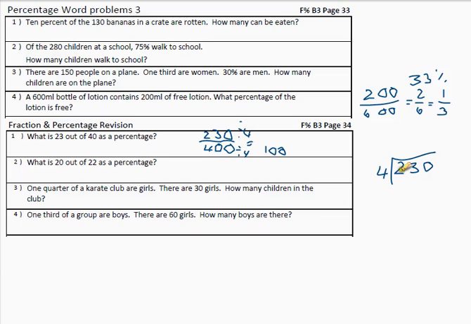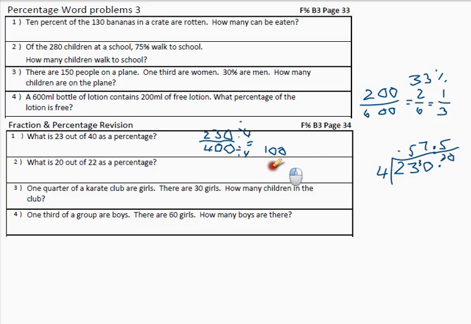4 goes in 2 how many times? It cannot. 4 goes in 23 5 times. Your remainder is 3. 4 goes in 30 how many times? 7. 7 times 4 is 28, so we've got a remainder of 2. In other words, we need a point and a 0, and we need the 2 there and the point there. 4 goes in 20.